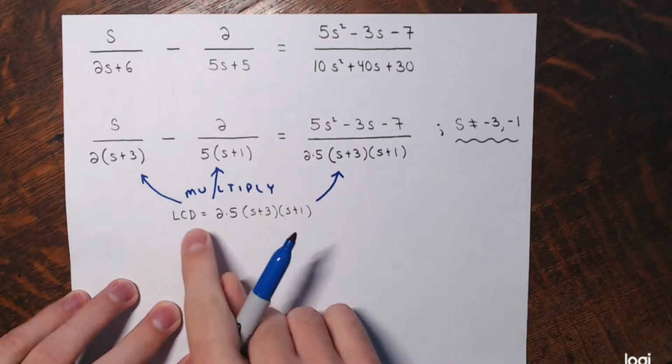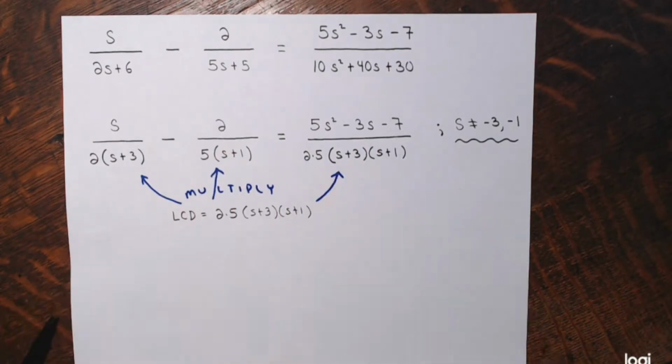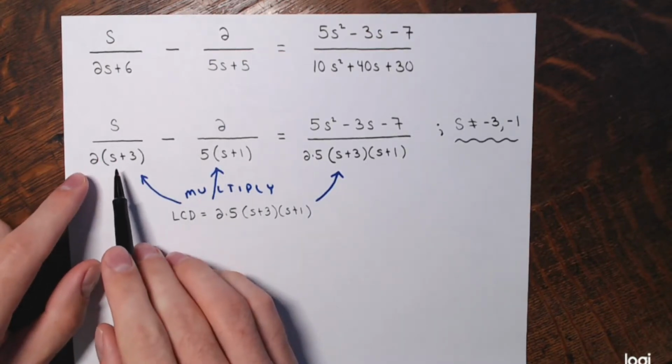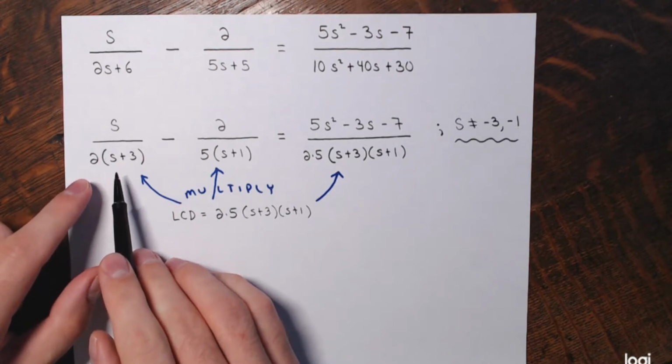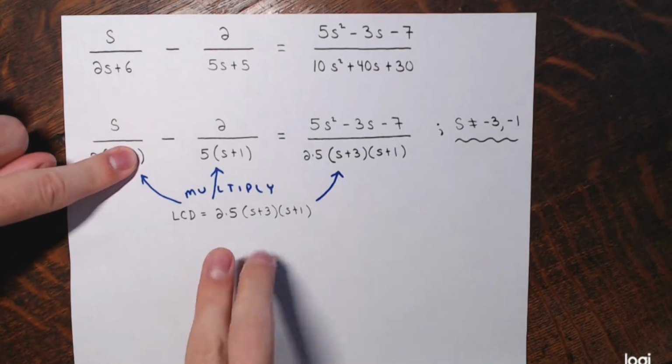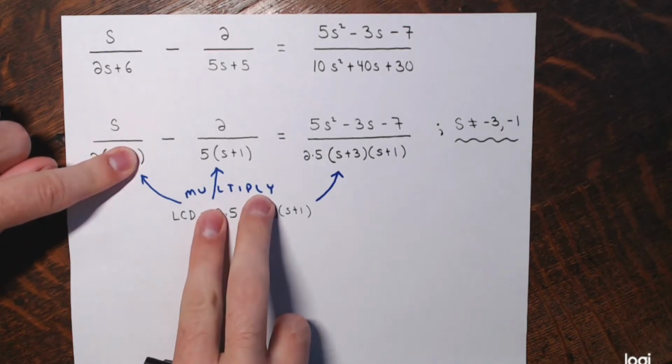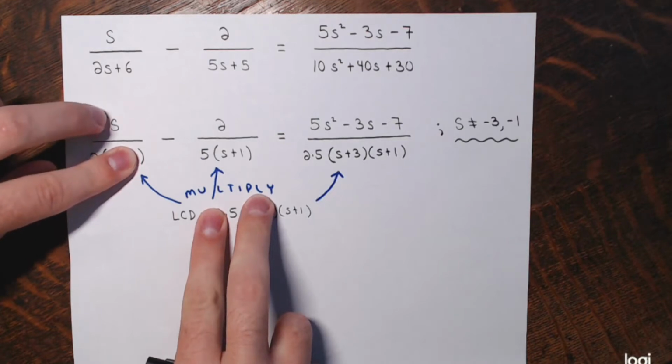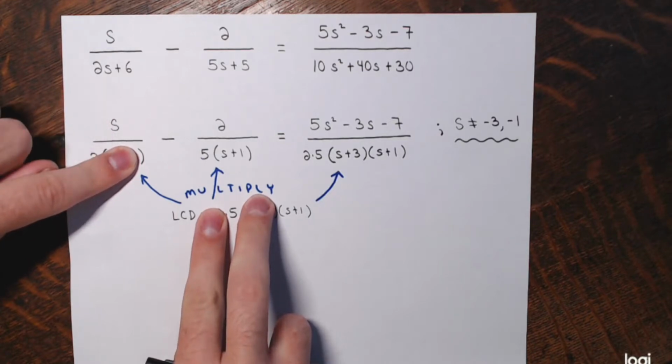We're multiplying every single one of these terms here on both sides by the LCD. And that will clear away denominators, right? All right, so I'm going to cover stuff up here. On the left side, the first fraction, you see how the 2 and the s plus 3 would cancel from the LCD. That would leave me with s in the numerator. And then from the LCD, you'd still have 5 and the quantity s plus 1.